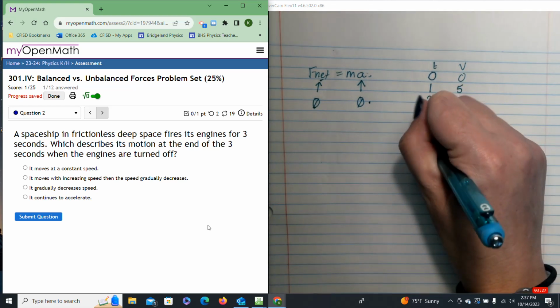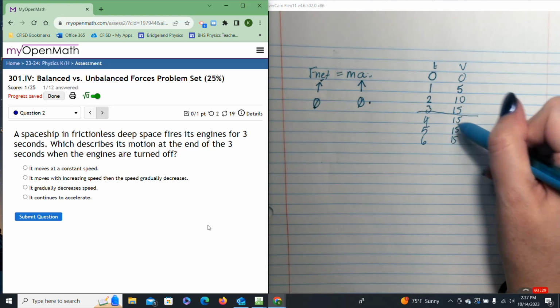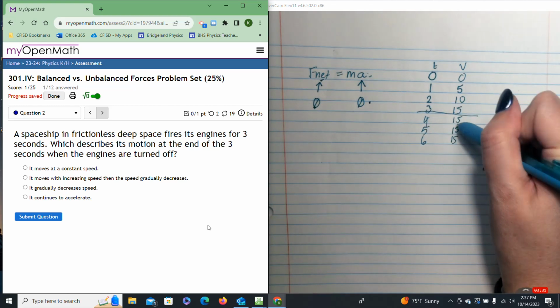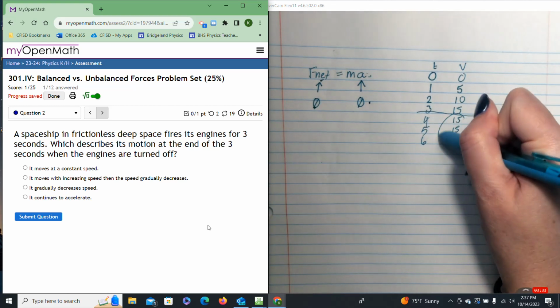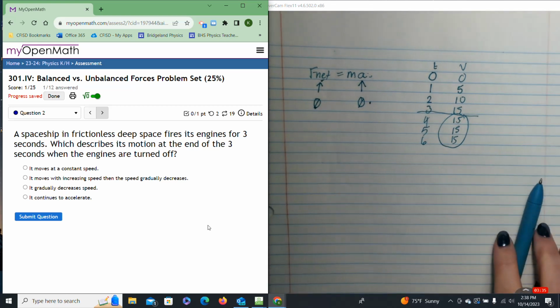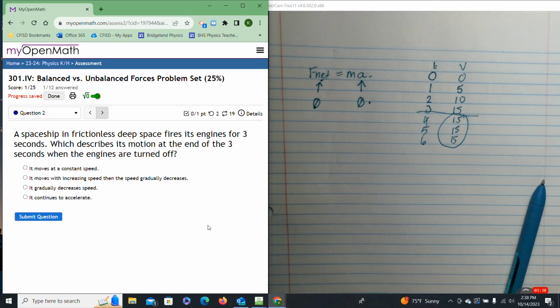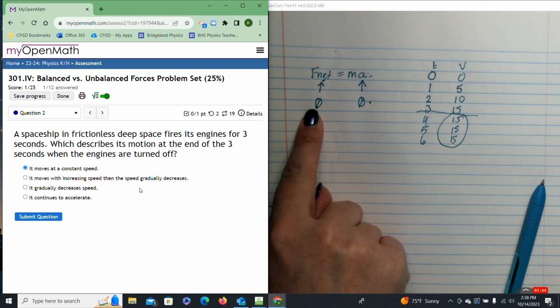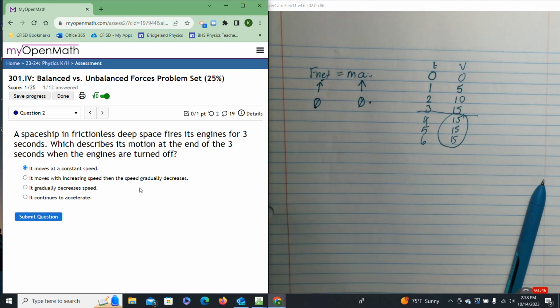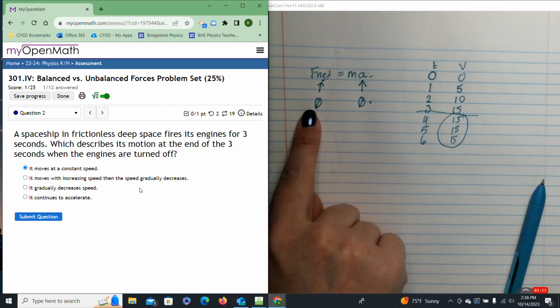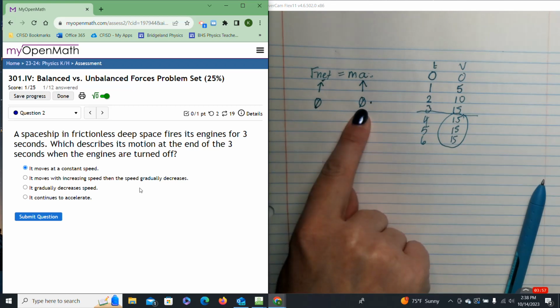And so what that would mean is that until it ran into something or some other force made it stop or speed up, it would maintain a constant velocity when the engines are turned off. And so the answer to this is it moves at a constant speed, because there would be no net force acting on it when the engines are turned off, because we're in space. There's no friction, there's no air resistance, there's no gravitational forces, there's nothing there. There is no more net force other than the engines. And if the engines are off, you're not going to accelerate.